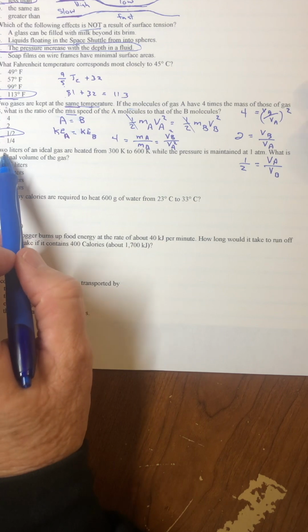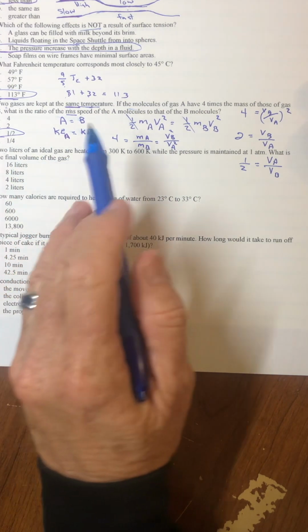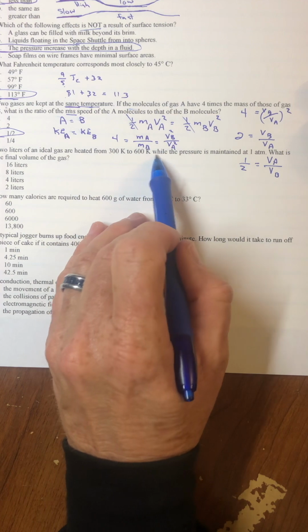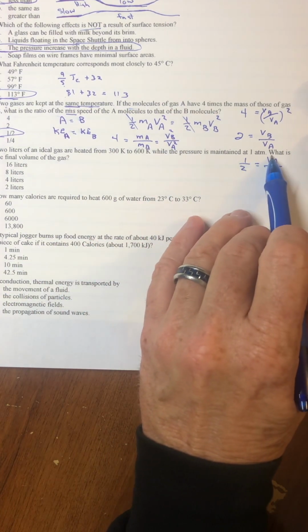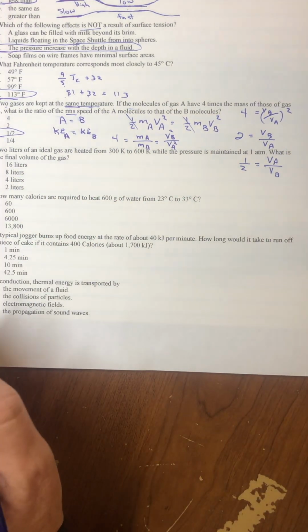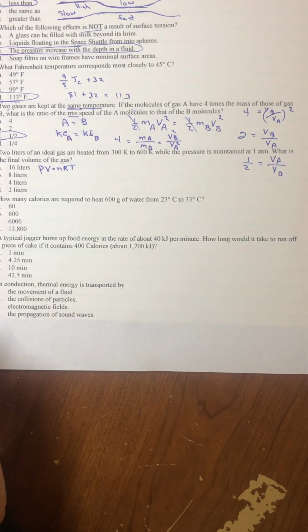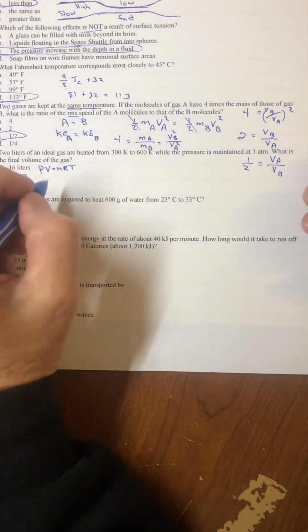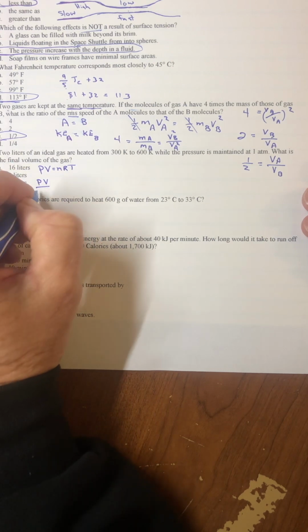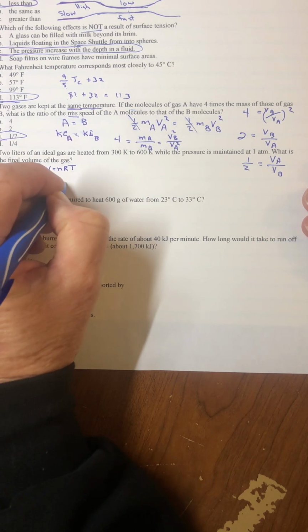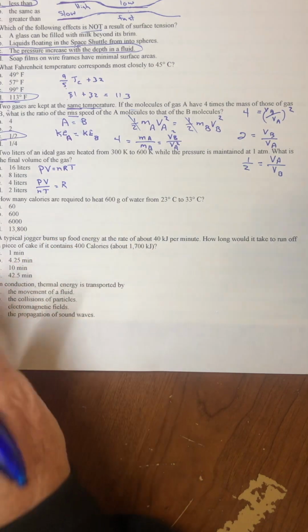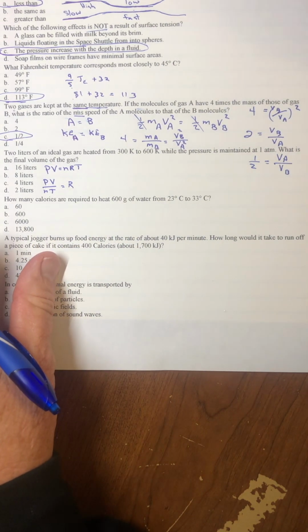5. It says here 2 liters of an ideal gas is basically doubled from 300 to 600 while the pressure is maintained at 1 atmosphere. What is the final volume? Well, you might remember PV equals nRT. There's a lot of ways to write this. One of my favorite ways is to write it as PV over nT equals R, because R is the gas constant. So no matter what I do to this gas, these 4 parameters will always equal R.